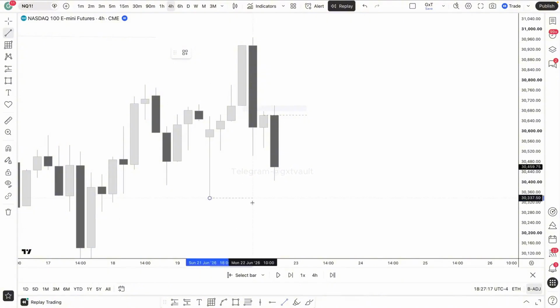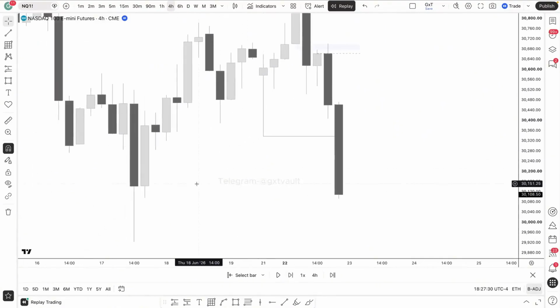So as long as you have a draw on liquidity, you can trade continuation. It's as simple as that. So this is how you can expect a 2200 candle to continue. It's when 1800 reverses. And as you can see, it's going to reach this target and even further.